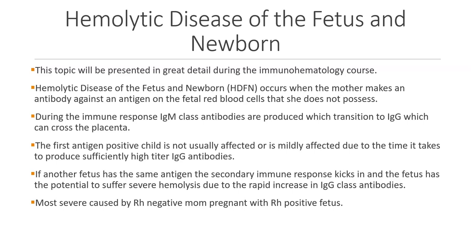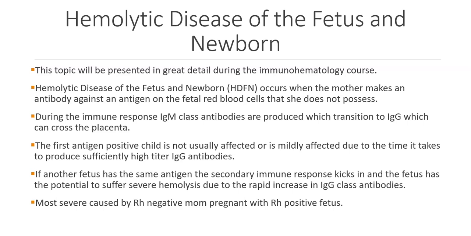During the immune response, again, this is why you need to remember primary versus secondary immune responses, because it's really important in HDFN. In the primary immune response, the antibody class produced is IgM. This cannot cross the placenta. Then, as we transition through the primary immune response, we get the transition to IgG class antibodies, which can cross the placenta. The first antigen-positive child is not usually affected or is mildly affected due to the time it takes to produce sufficiently high titer IgG antibodies.